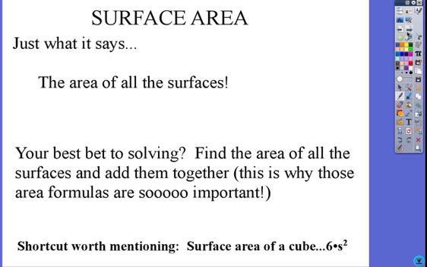one of them that you do want a shortcut for is a cube, because a cube is made up of squares, and it's made up of 6 squares. So the area of each square is going to be the same. It's going to be side times side, and I've got 6 of those. So the surface area of the cube is 6 times side squared.